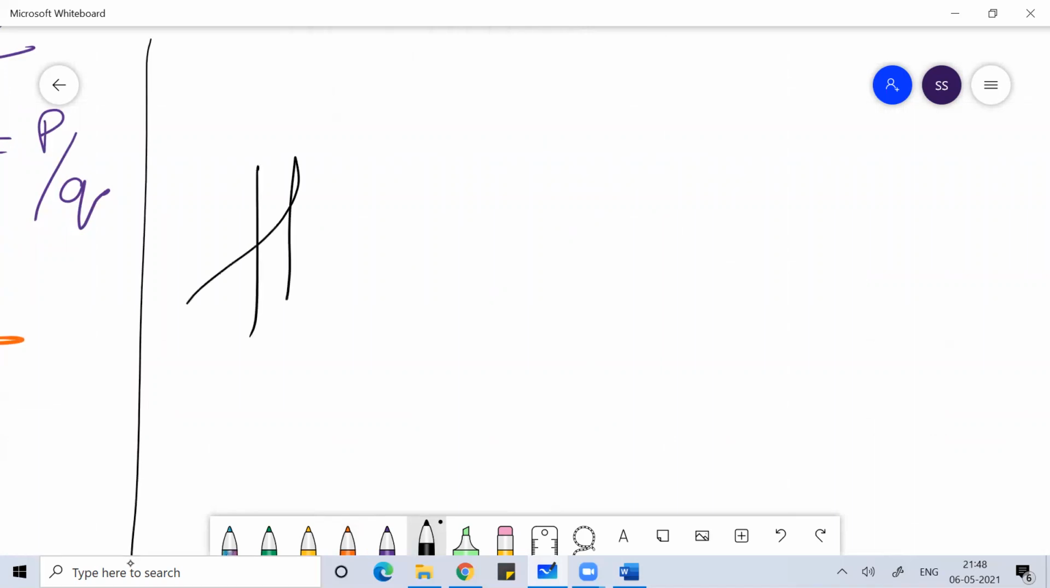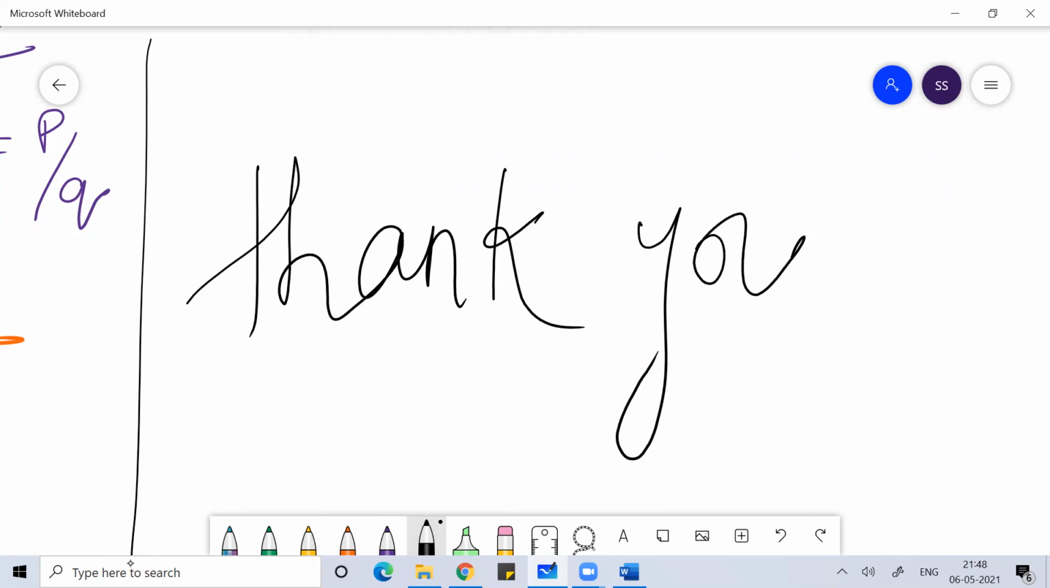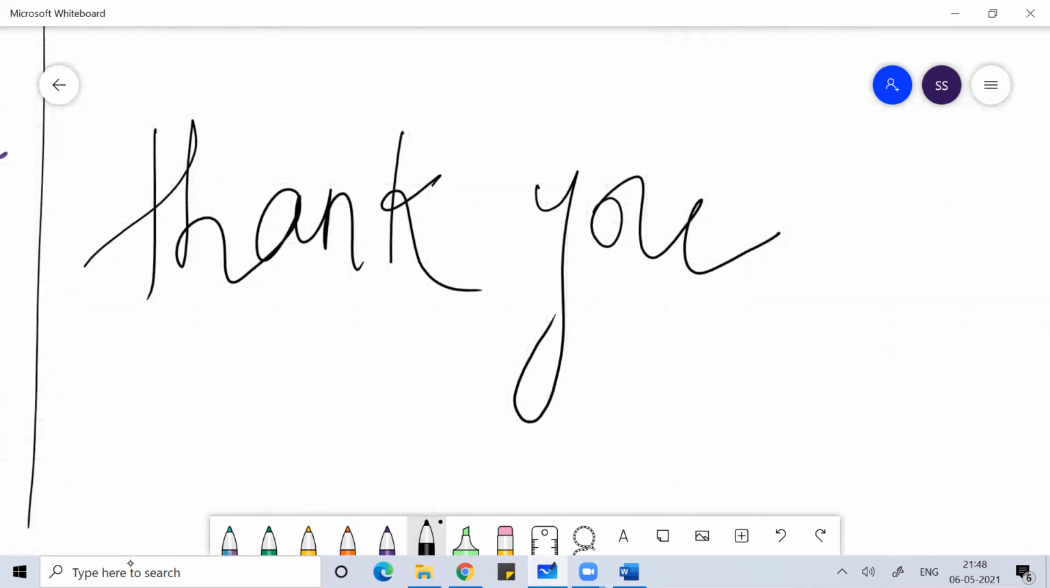This was our first class to understand the concept of rational numbers in a much better way. With that intention, I would like to wind up the class.